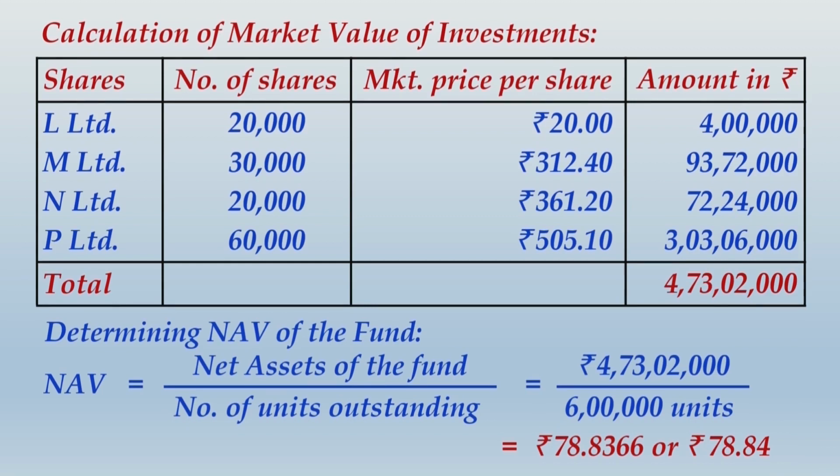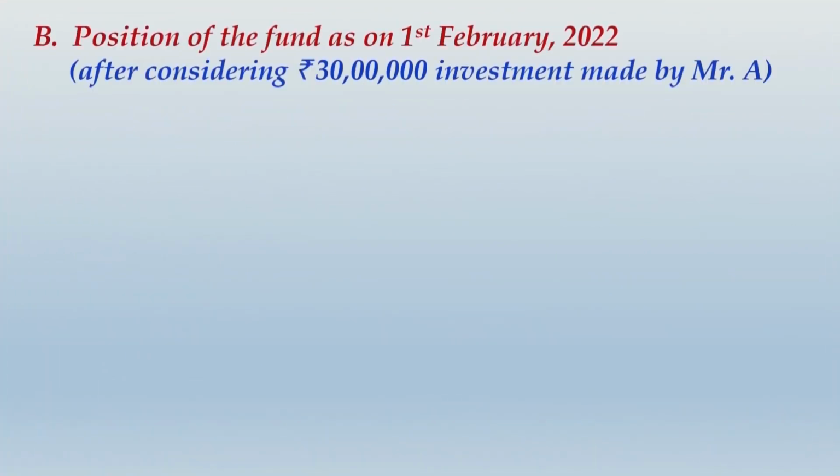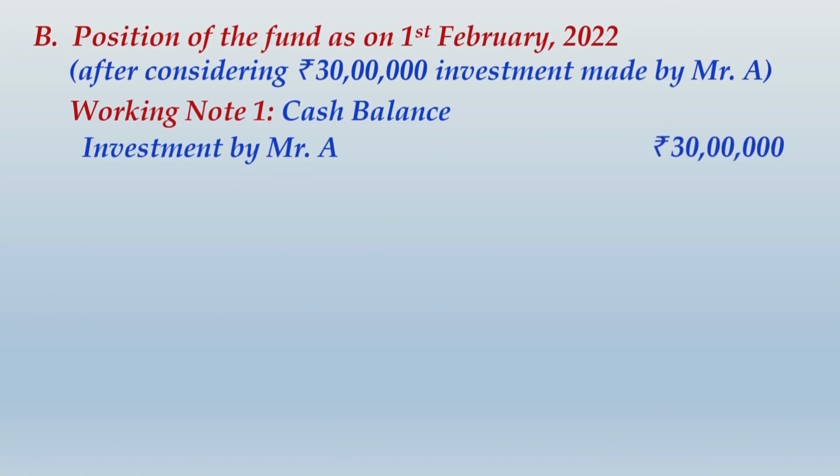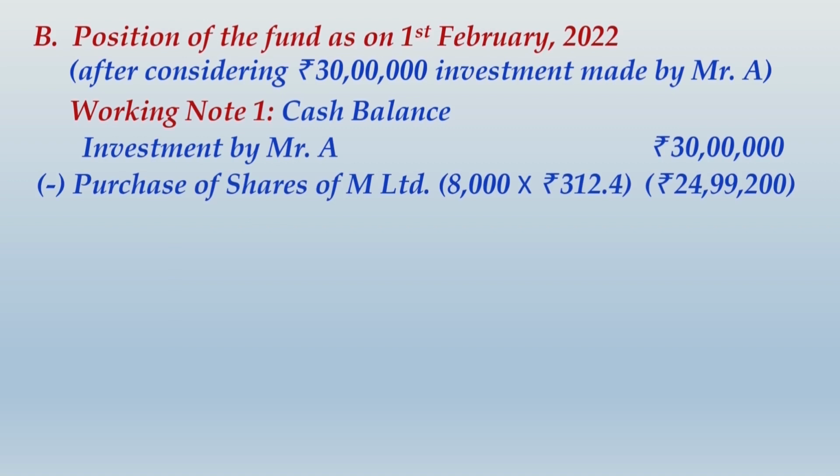Alright friends, once these calculations are done, let us move ahead and look into the position after the check was deposited by Mr. A. So after considering rupees 30 lakhs investment made by Mr. A, you first work out the cash balance. Investment made by Mr. A was 30 lakhs. Purchase of additional shares in M Limited. These were 8,000 shares purchased at 312.4. This is basically the market price per share as on that same date, that is 1st February 2022.